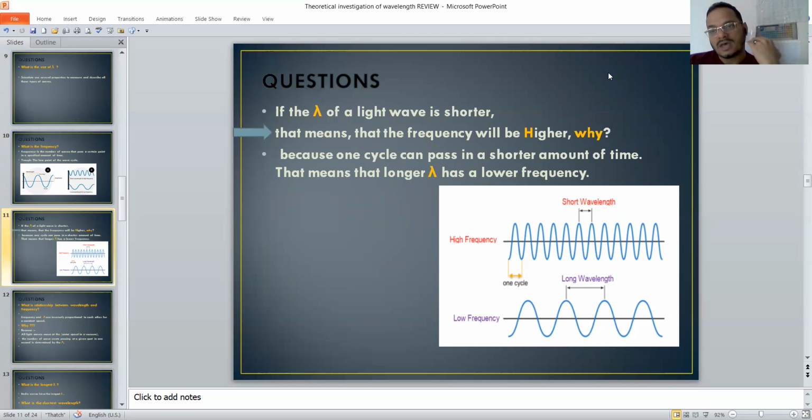Why? Because of the relation between the wavelength and the frequency. This is an inverse property, or we can say an inverse relation. What does that mean? If the wavelength increases, becomes bigger, the frequency will decrease. Because one cycle can pass in a shorter amount of time. Like I said before, we're dealing with a constant or certain amount of time. That means the longer wavelength has a lower frequency.